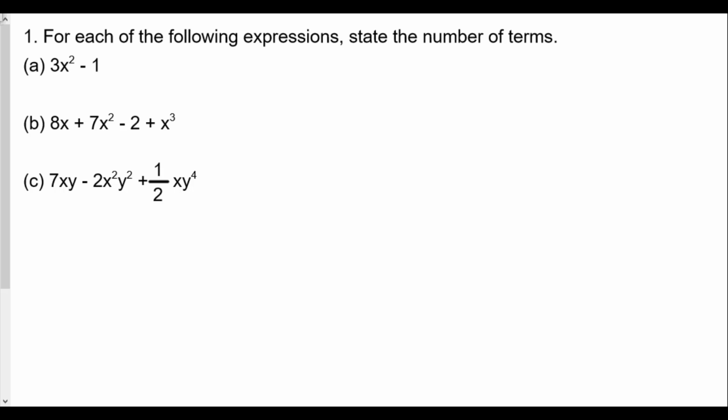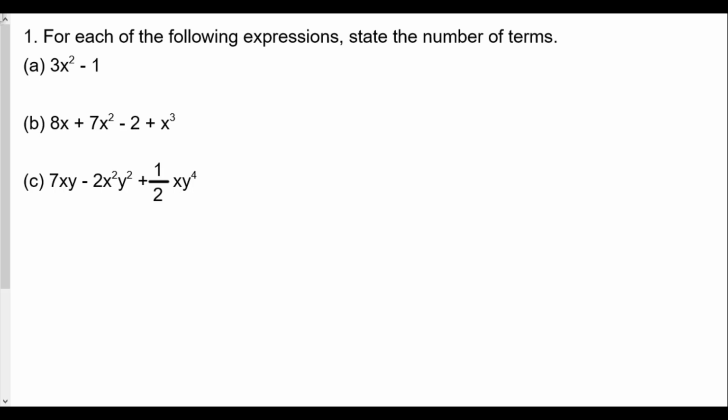For question number 1, for each of the following expressions, state the number of terms. These are algebraic expressions, and how do we know that they're algebraic expressions, not equations? There's no equal sign. If there was an equal sign, then you have an equation. Here we call them expressions. And they're algebraic because we have what's called variables, which are letters, in place of numbers. And so here we go, 3x squared minus 1.